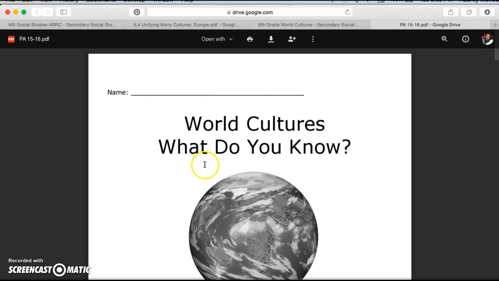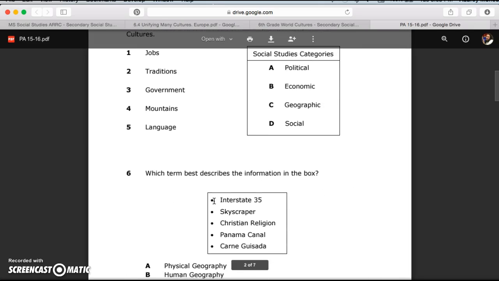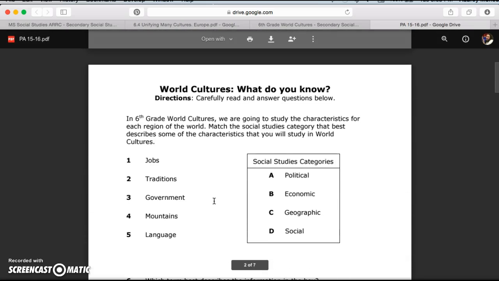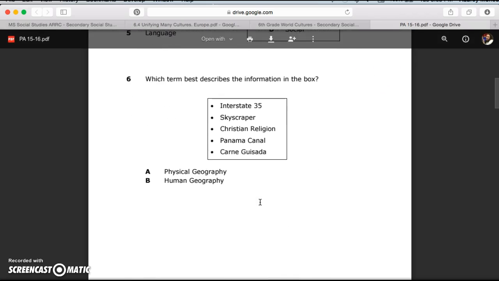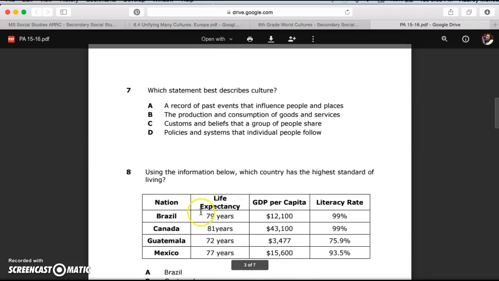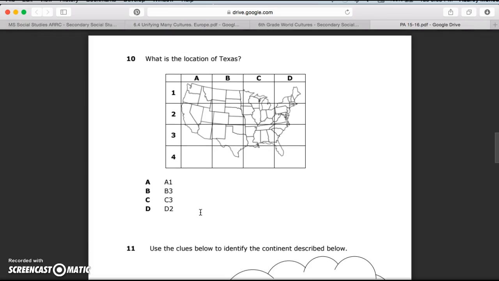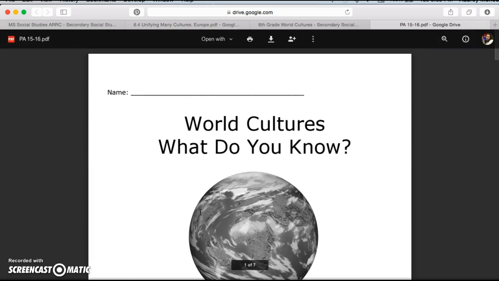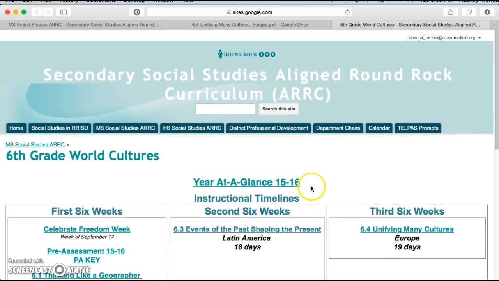And it aligns with the TEKS really well, again, because it's given you straight from your district. So you don't kind of have to guess about what should be pre-assessed because it's straight up given to you. As you can see, exactly what questions to ask, how to form the questions. So again, that helps keep everything aligned with the state standards. And that's about it for the aligned Round Rock curriculum.